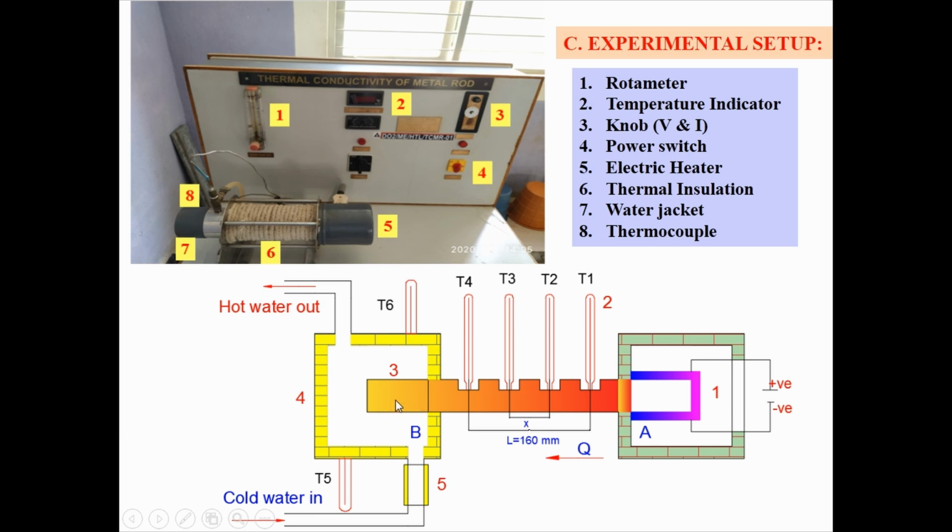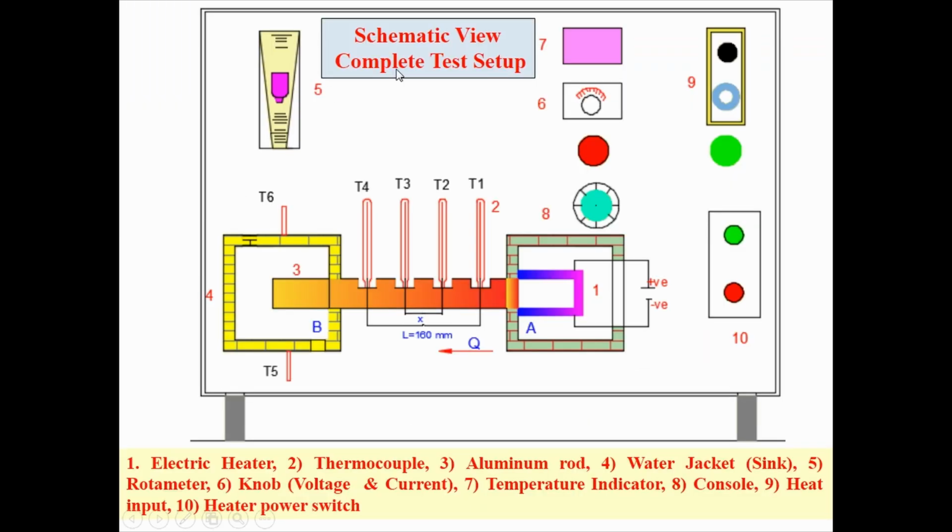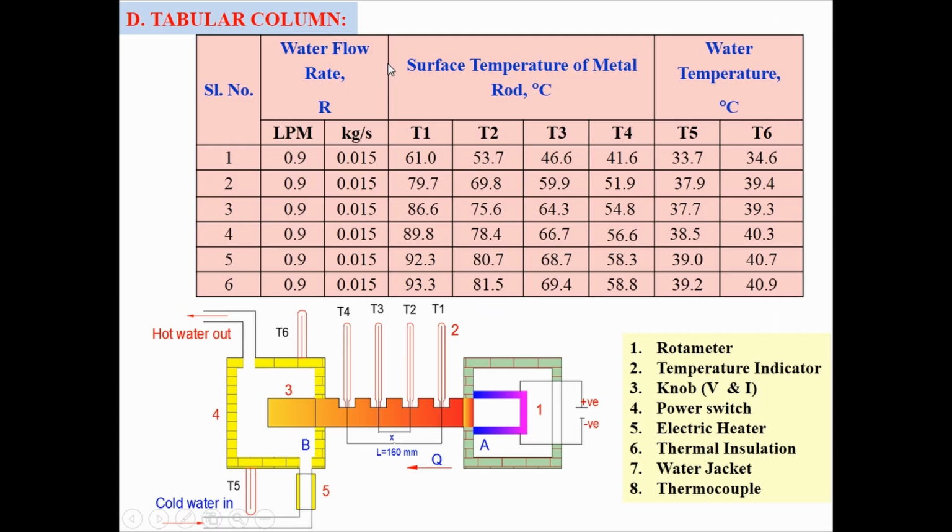After that, what will happen? The aluminum rod will get heated and it will attain the steady state. After 30 minutes you have to take the 6 temperatures, 4 from the aluminum surface and 2 from the water jacket. Now I will explain how to take the readings. This is the complete view of the experimental setup. Now I will explain how to take the readings from the experimental setup.